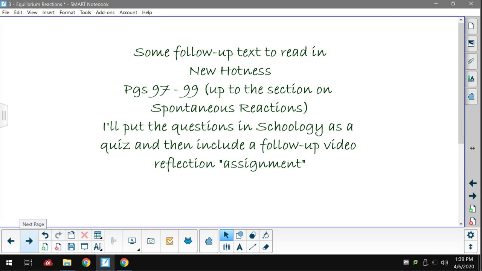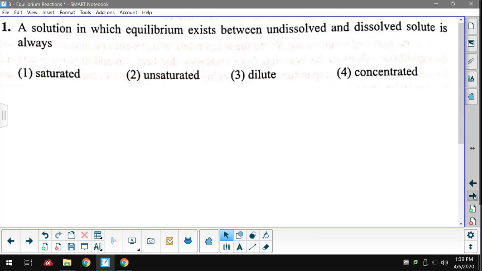Let's get back to these questions. First question: a solution in which an equilibrium exists between undissolved and dissolved solute is always, well, that's what a saturated solution is. A saturated solution is a solution that is at equilibrium. The stuff on the bottom is dissolving as stuff in the solution is undissolving. That's a saturated solution by definition.